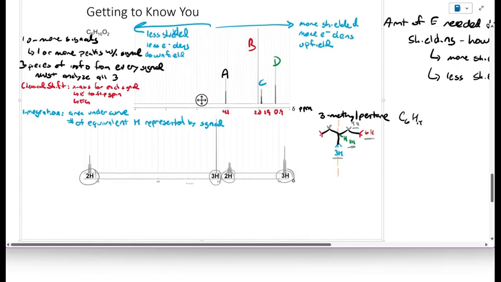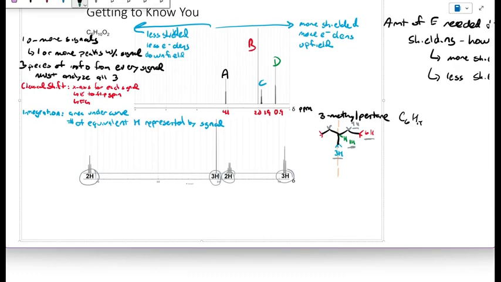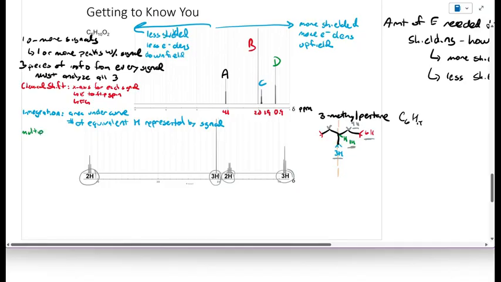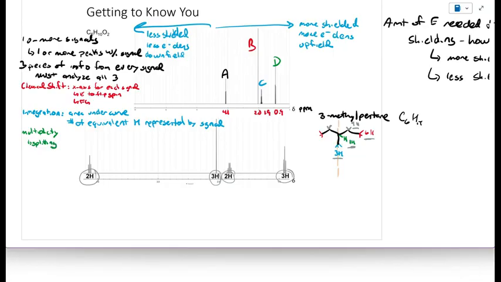Okay, so that's integration. The last thing that every signal gives us is the multiplicity, sometimes called the splitting. This is the number of peaks within each signal.